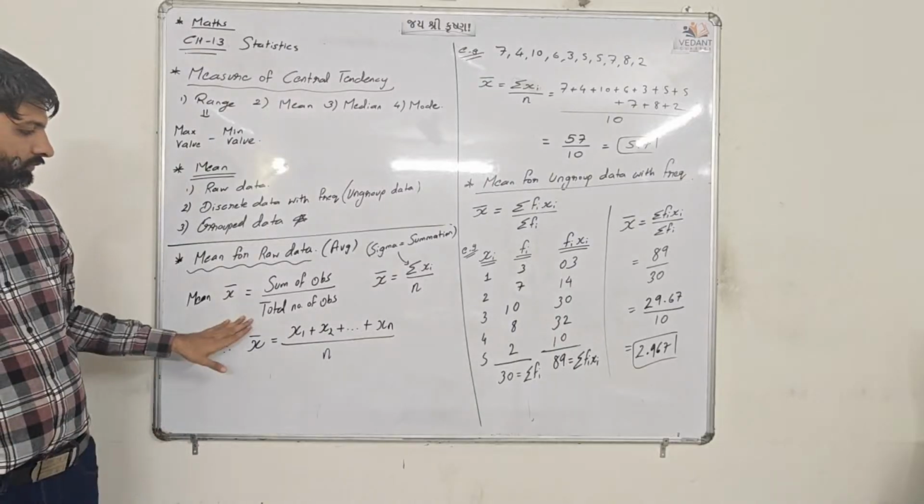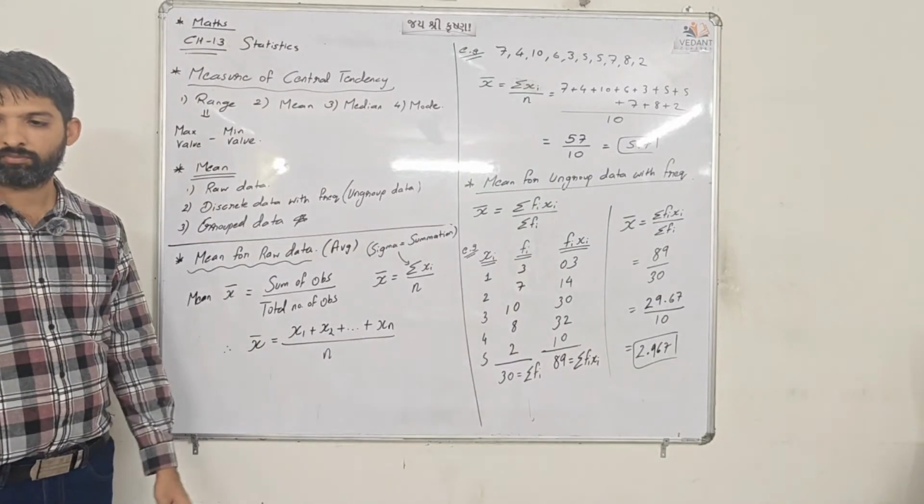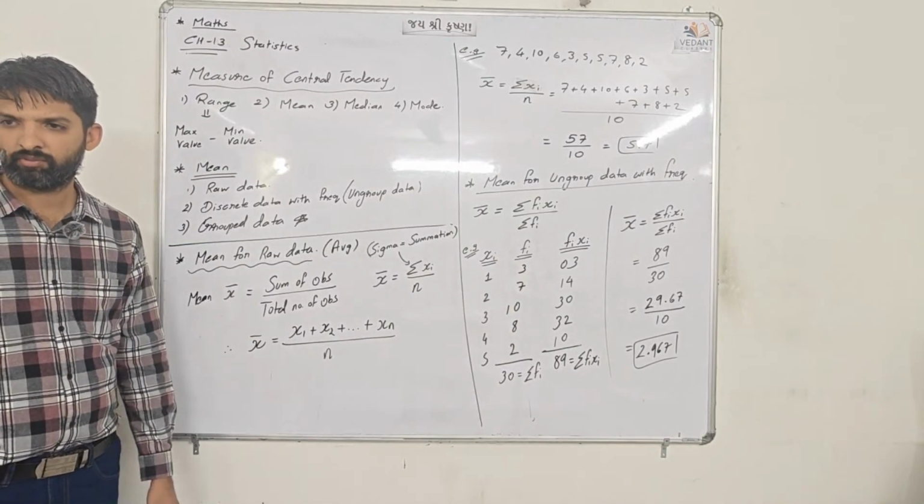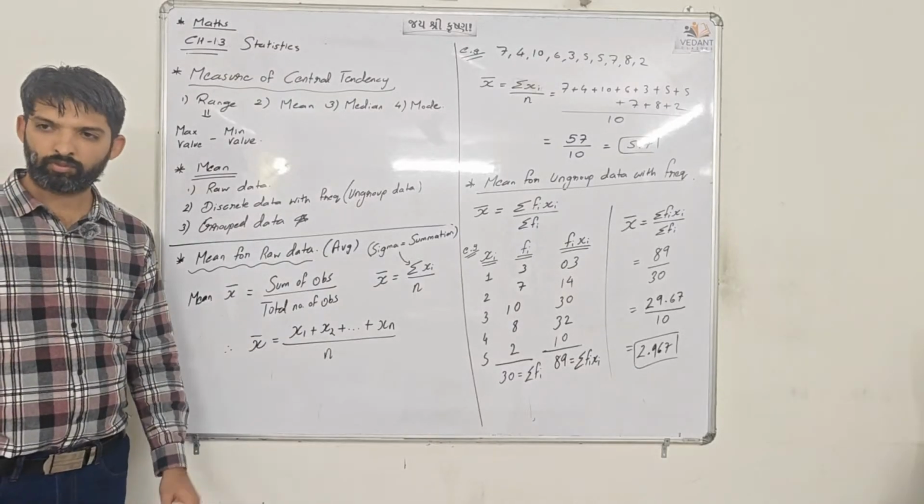Proper definition for B. It is an average value. Average value of the total observations.